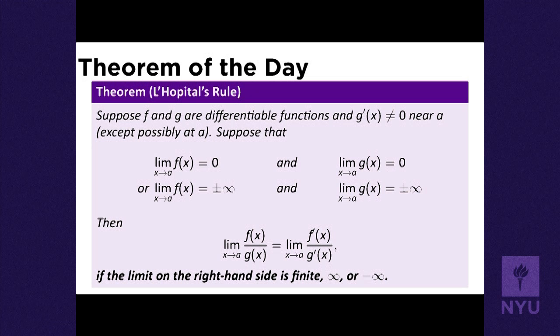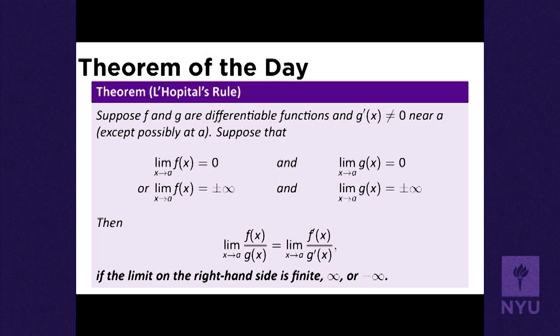Okay, so here comes the whole story. Suppose f and g are differentiable functions, and g prime of x is not always 0 near a. So it could be 0 at a couple of points, but not always 0. Suppose that the limit of f and the limit of g are both 0, or the limit of f and the limit of g are both infinite, that is plus or minus infinity. Suppose also that the limit of the quotient of the derivatives exists, or is infinite, or negative infinite. Then the limit of the original quotient exists and is the same thing. Or I should say the limit of the quotient is the same thing.